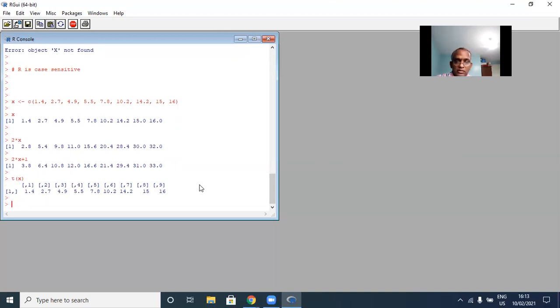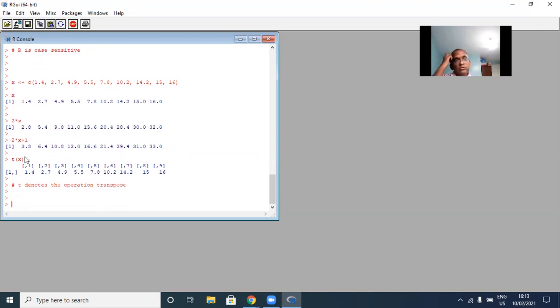Now what in this command t denotes the operation transpose, right? So if you see, x is a row vector by definition. The transpose of x creates a column vector, right? So this one here is a column vector, okay? All right, that's a good question.